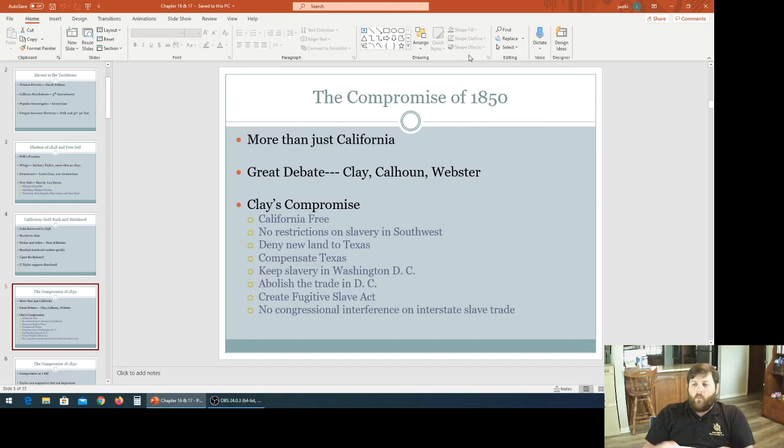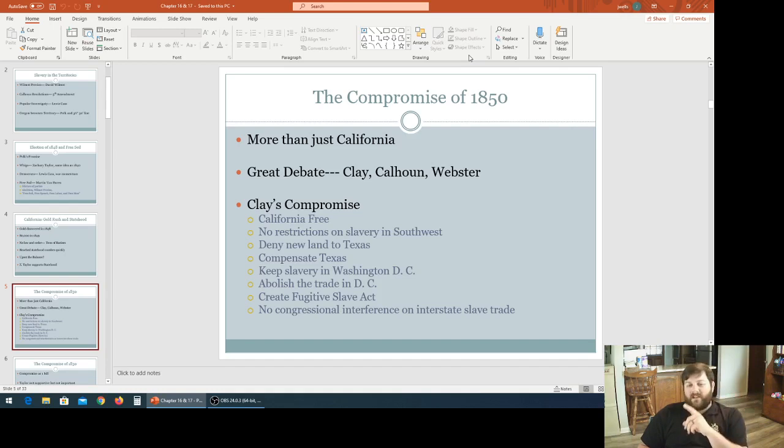And ultimately, what was in Clay's compromise? Okay, he wanted to admit California as a free state. Y'all notice almost all of these things are going to be give one, take one, give one, take one, right? So admit California as a free state, but there would be no slavery restrictions in the rest of the Southwest. Slavery could go on as it wanted to in, say, the New Mexico area, what would eventually become Arizona. Maybe we look at some more stuff in Texas, right? So, California's free, but no restrictions on slavery in the rest of the Southwest.